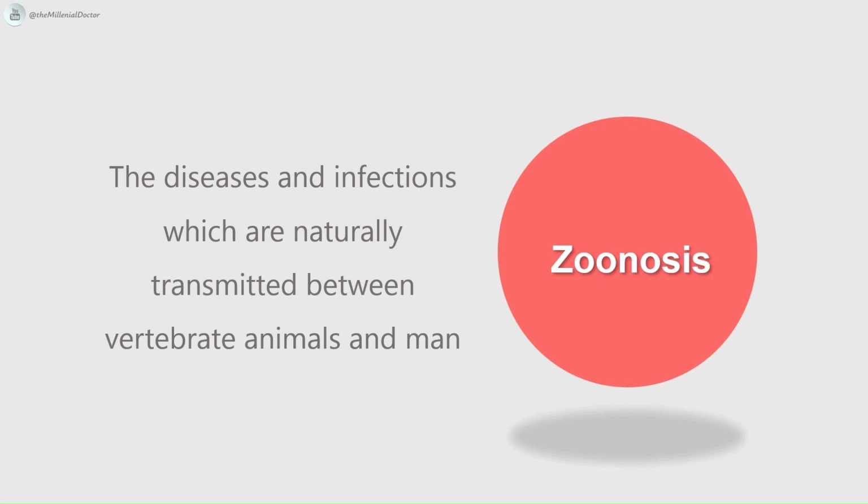Zoonosis is of the following types. First, protozoal zoonosis. Example, toxoplasmosis, leishmaniasis and cryptosporidiosis. Next, helminthic zoonosis. Example, hydatid disease, taeniasis. Third, anthropozoonosis. Infections transmitted to man from lower vertebrate animals. Example, cystic echinococcosis. And lastly, zooanthroponosis. Infections transmitted from man to lower vertebrate animals. Example, human tuberculosis to cattle.